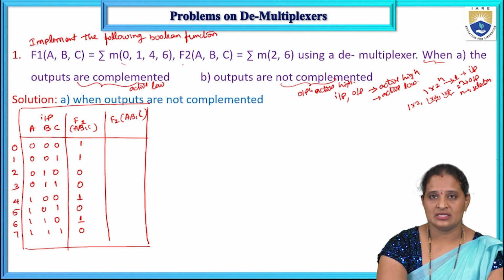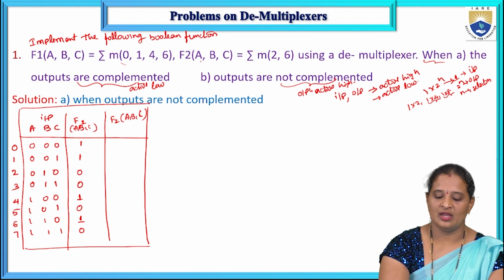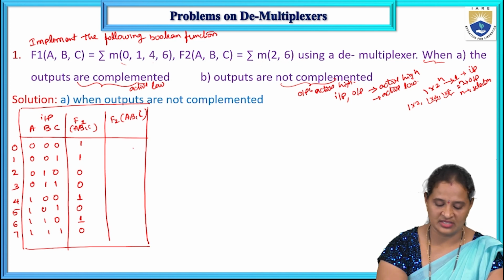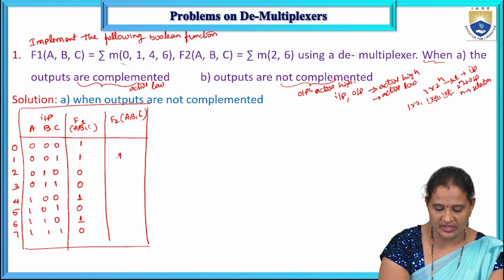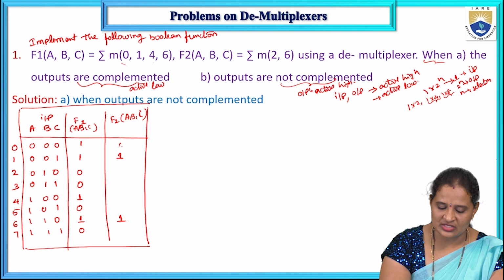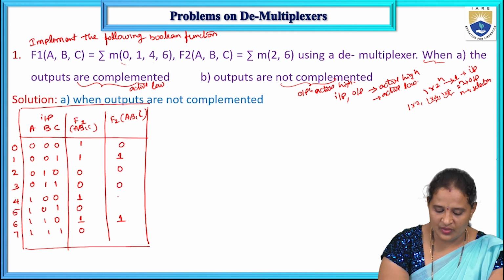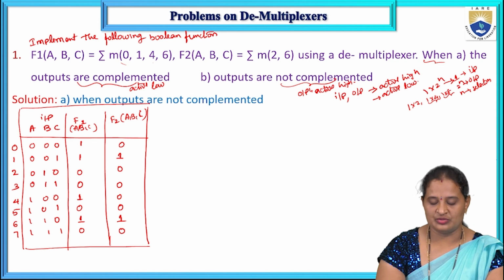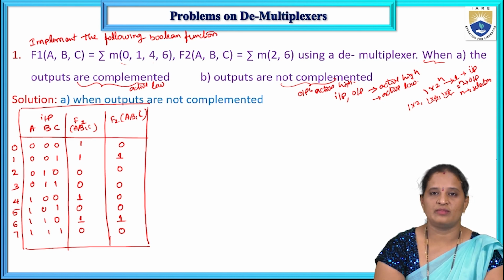Now coming to the second function, that is f2(a, b, c). It is also a 3 variable function whose output is equal to 1 for the min terms 2 and 6. So for 2 it is 1, and 6 also it is 1, and for the rest of all the combinations, the output value is 0. So this is the truth table here. Now I want to implement this.